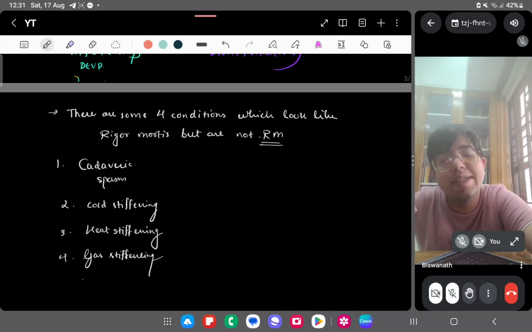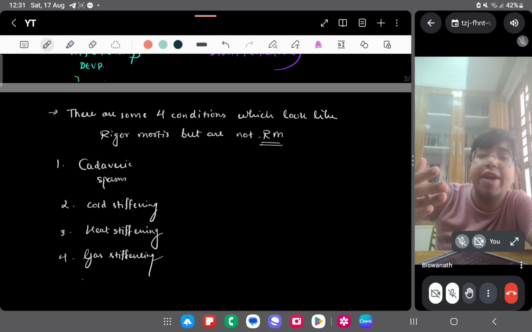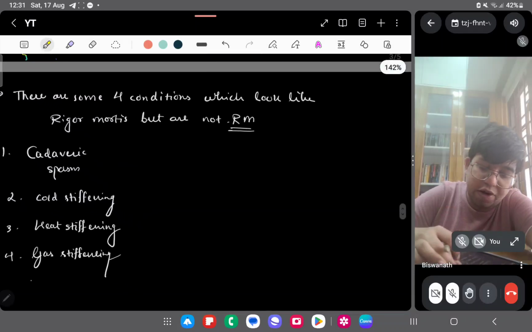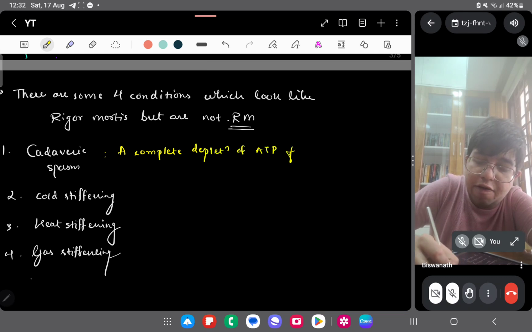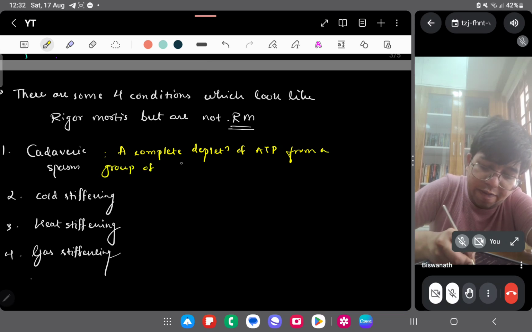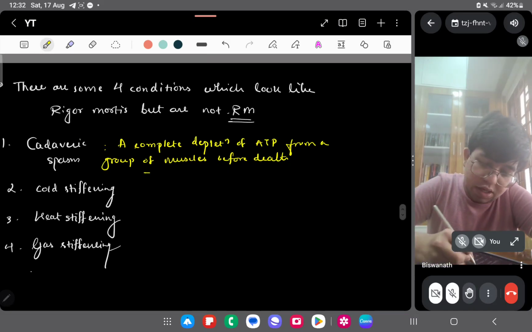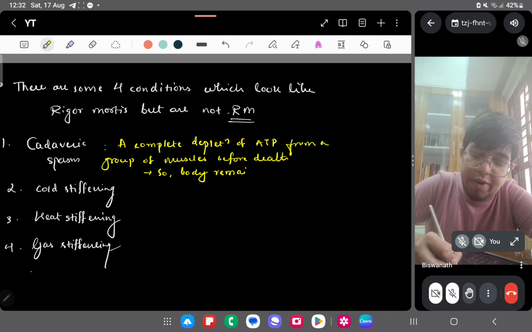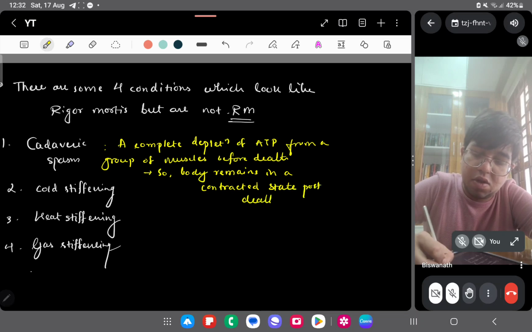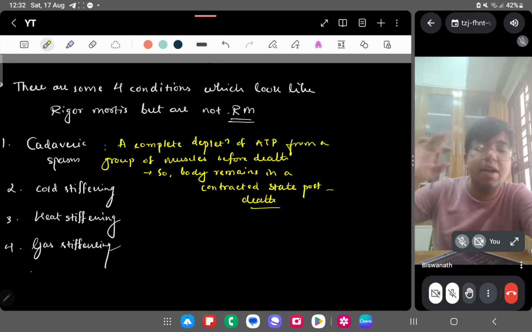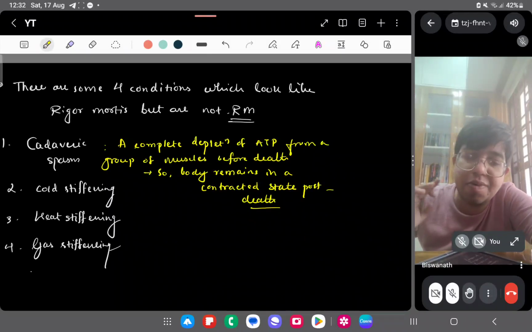So cadaveric spasm is due to the complete loss of ATP from a group of muscles before death. It is an antemortem phenomenon. Antemortem means before death. So cadaveric spasm is basically referred to as a complete depletion of ATP from a group of muscles before death. So the body remains in a contracted state post death, and the examining physician, the post-mortem specialist, can confuse this cadaveric spasm with rigor mortis. It appears like rigor mortis, but it is not actually rigor mortis.